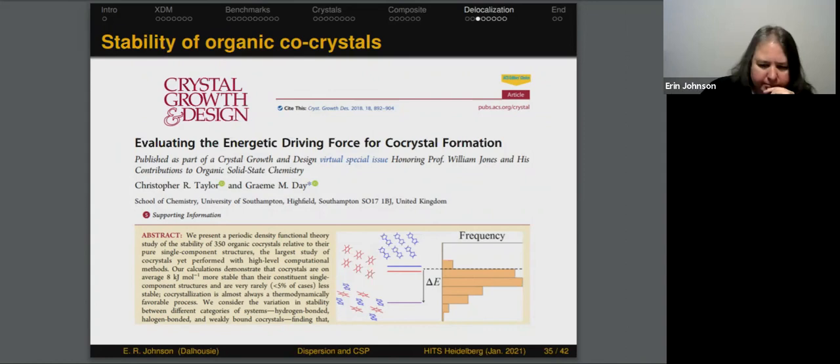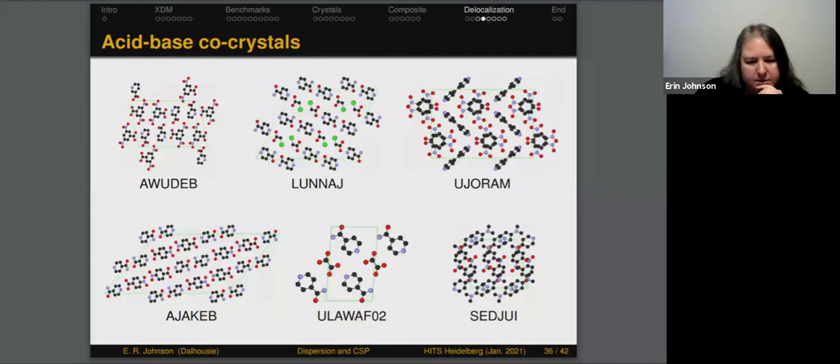So this made me think of delocalization error, going from a case of a neutral co-crystal to an ionic salt. So that prompted us to do some calculations on these six particular organic co-crystals. So these are the six compounds we considered and their CSD codes. They're all organic acid-base co-crystals.